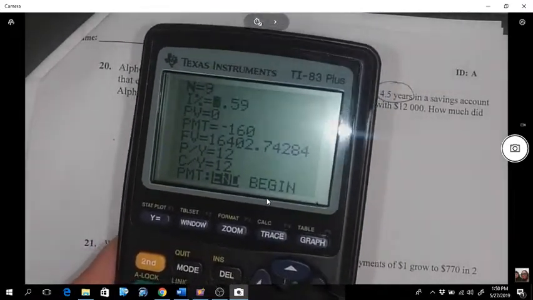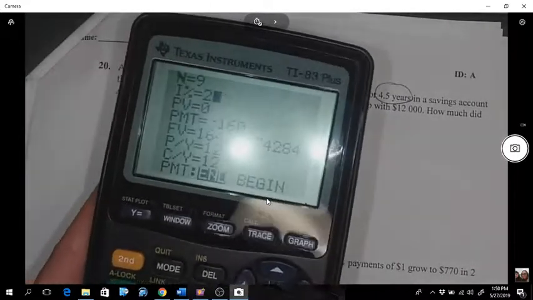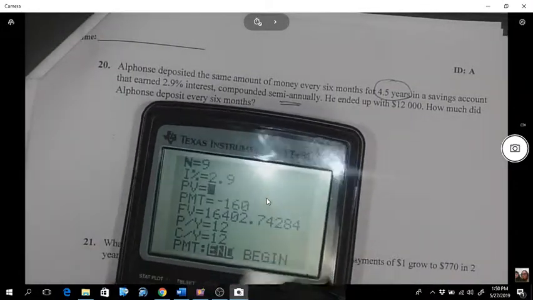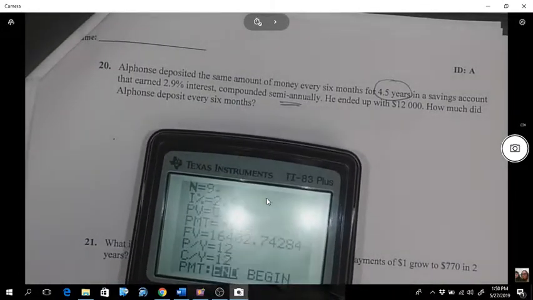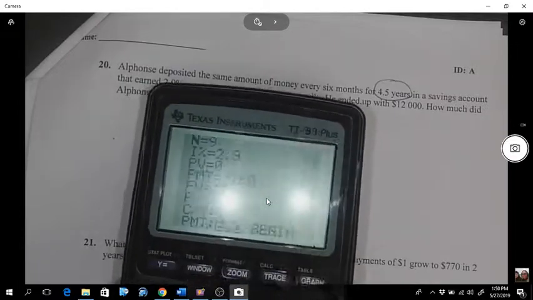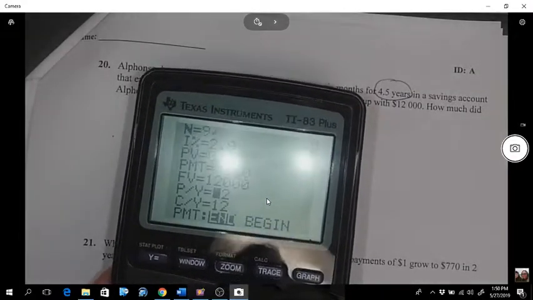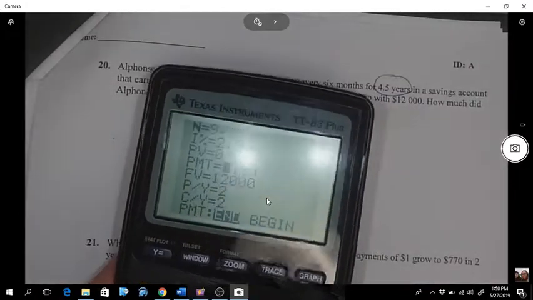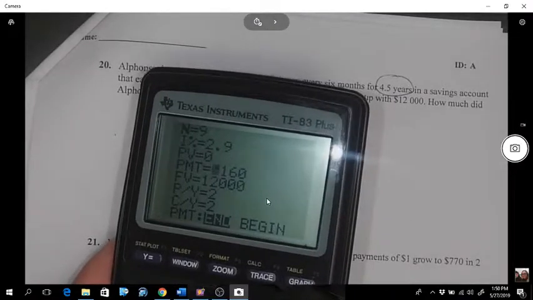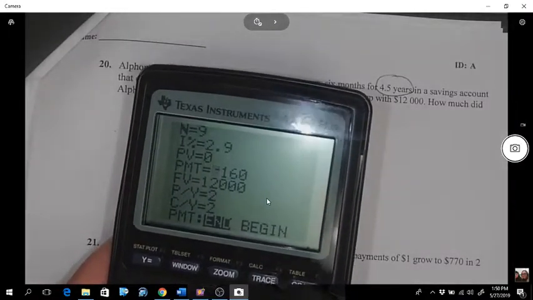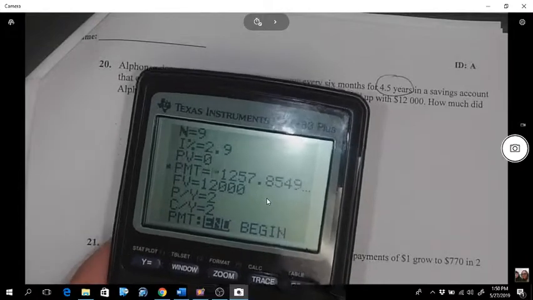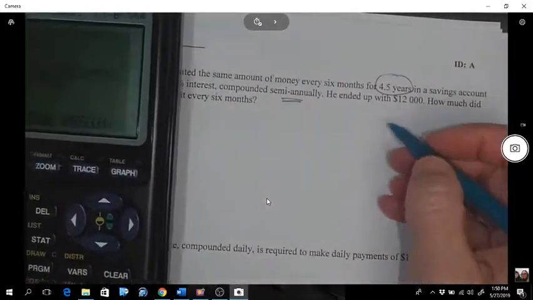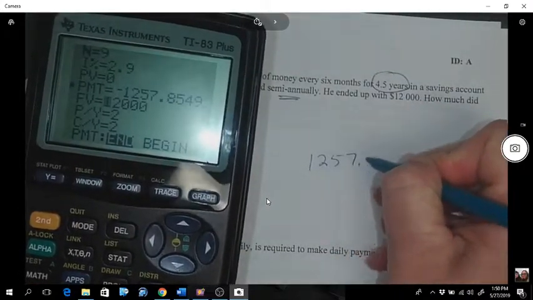Interest rate we have is 2.9. Present value is 0. Payments is what we want to know, and we ended up with 12,000. Payments per year is 2. So I'm going to go up to the payment. See my cursor. I'm going to hit second enter. And there's my answer. Every 6 months he would have to put in $1257.85.